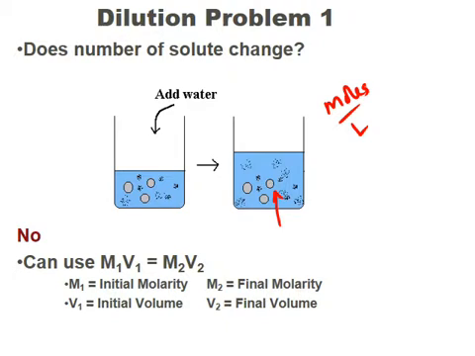Now in this kind of problem I can apply this expression: molarity 1 times volume 1 equals molarity 2 times volume 2. What that tells you is initial moles equals final moles, and that's the case here. That means my dilution process did not change the moles of solute, and in those kinds of cases you can set molarity 1 times volume 1 equal to molarity 2 times volume 2.